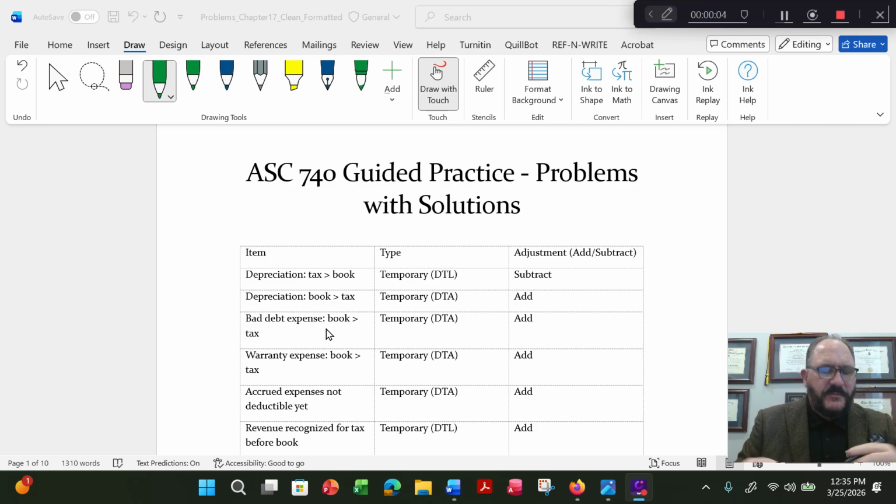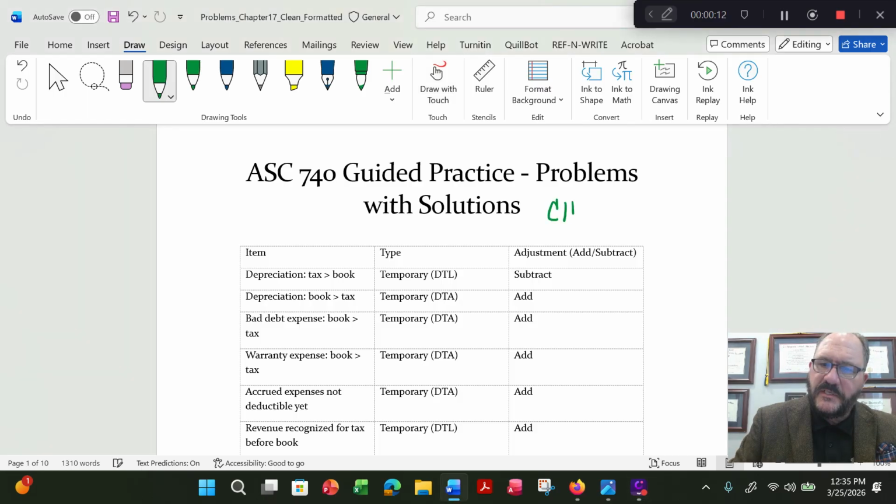Time to take a look at some of these questions with deferred tax assets and deferred tax liability. This is all from chapter 17.